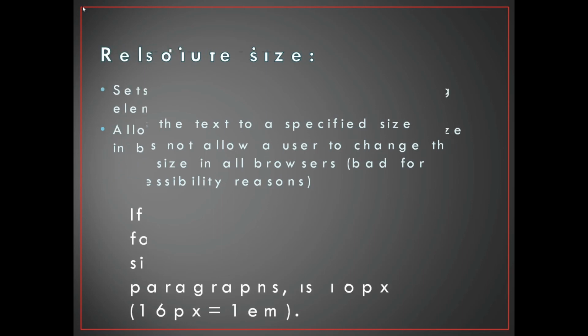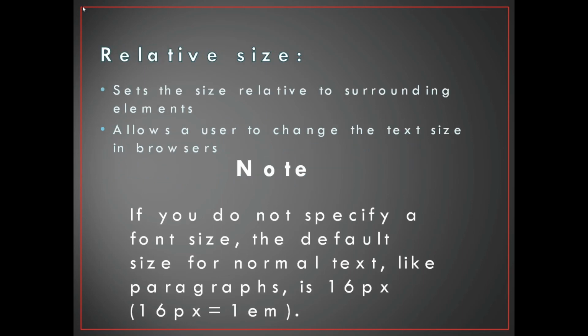So now in the relative size, set the size relative to the surrounding element. It allows a user to change the text size in the browser. Note one thing: if you do not specify a font size, the default size for normal text like a paragraph is 16 pixel. That means 16 pixel is equal to 1 em.